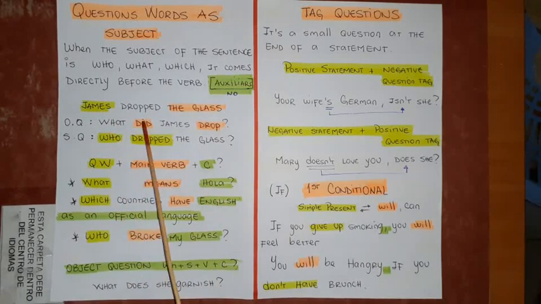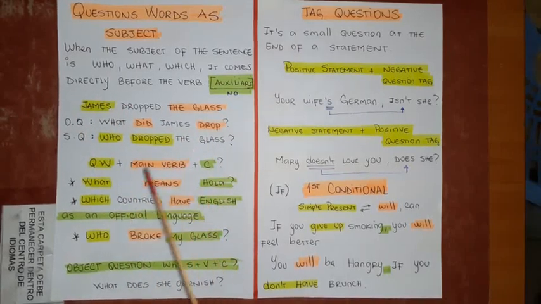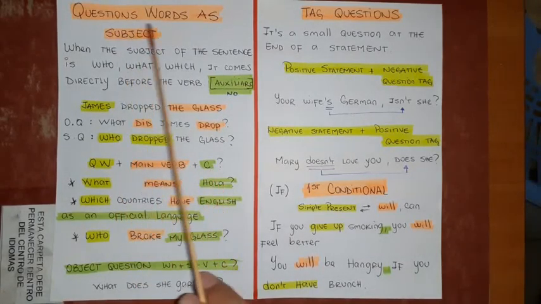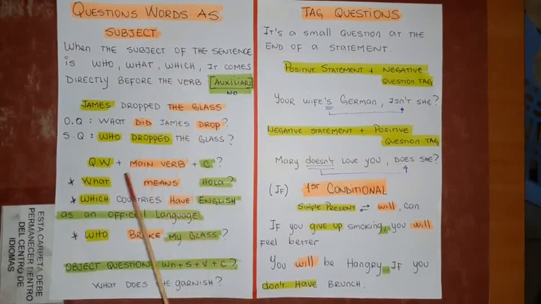As you can see, what did James drop? Here we have the answer, the glass. Who dropped the glass? Here I have the answer, James. Okay? This is the structure you have to follow when you're gonna get a question word as subject. We have to use the question word who, what, or which, plus the main verb and the complement.